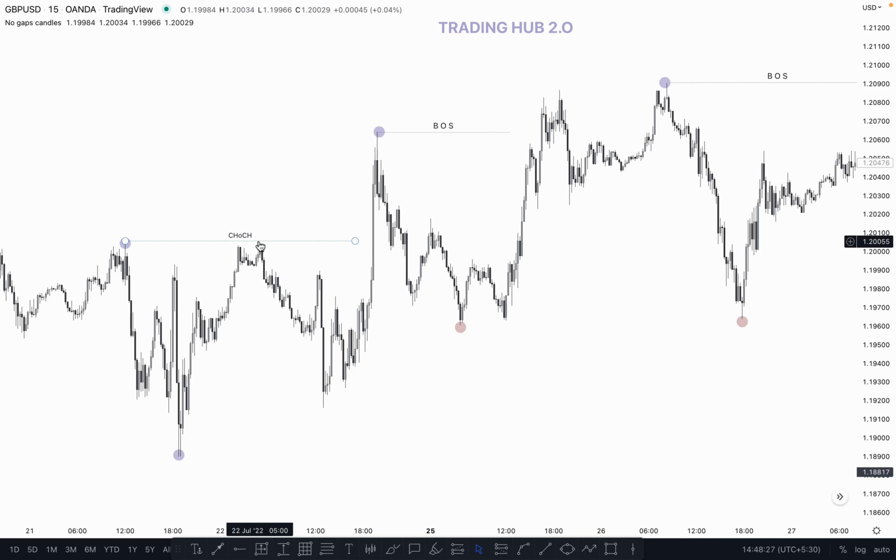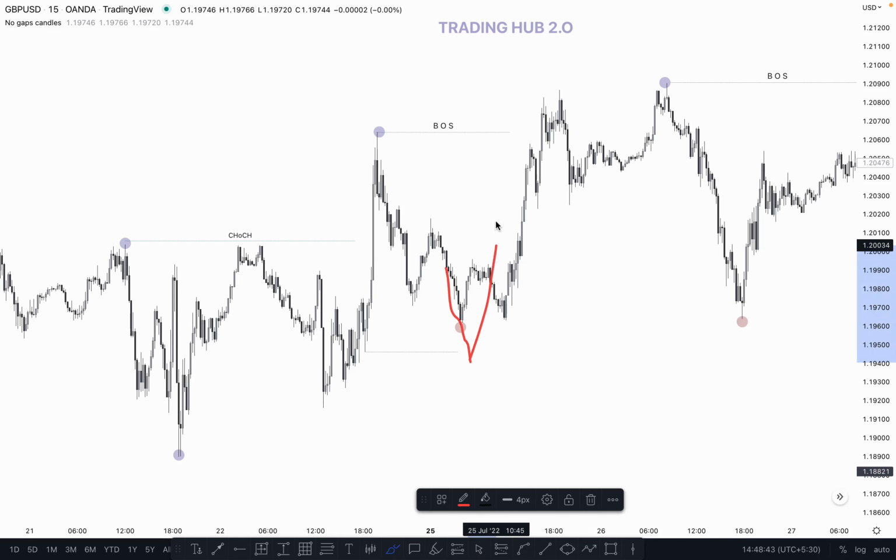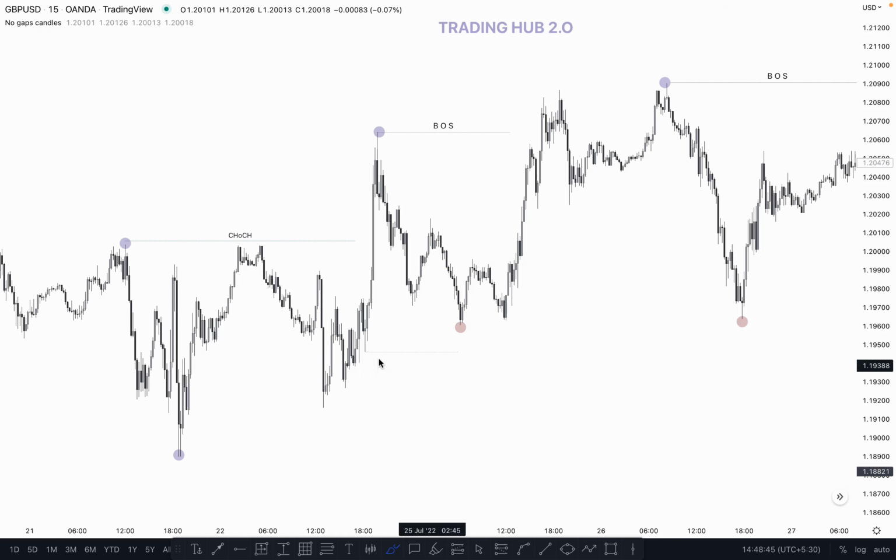After a valid change of character, what are we looking for here? We are looking for the inducement. After this break of structure, our inducement is here. Once the market takes out this low, we are looking for the buy. If the market does not take this low, we wait for another confirmation for the buy. Okay, and then the market takes a pullback and pushes higher.